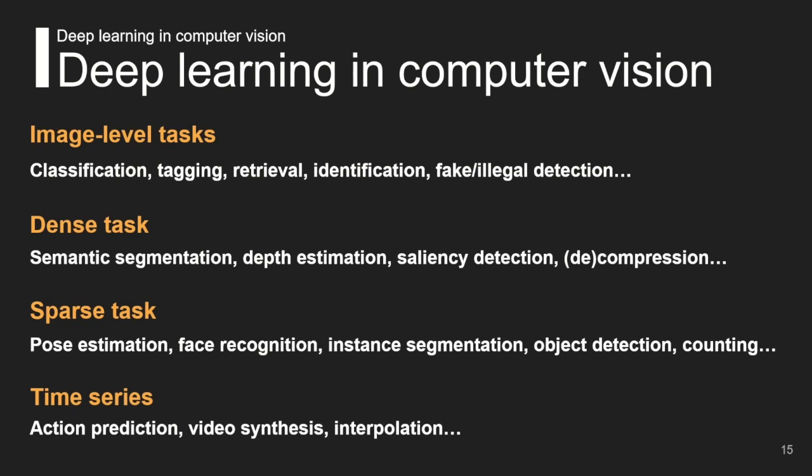Dense tasks mean input an image and output an image. For example, semantic segmentation, depth estimation, scene detection, and decompression. For the sparse tasks, we input an image and output something like boundary sparse. For example, pose estimation, face recognition, instance segmentation, and object detection. There are also some tasks related to time series. For example, we input a video and want a model to predict the action or do video synthesis.